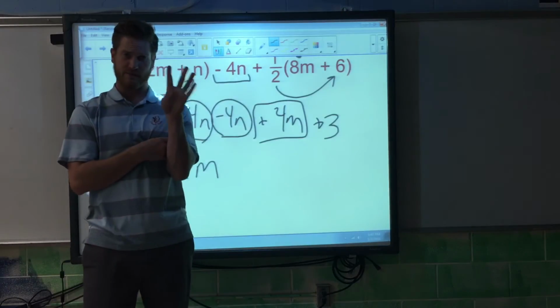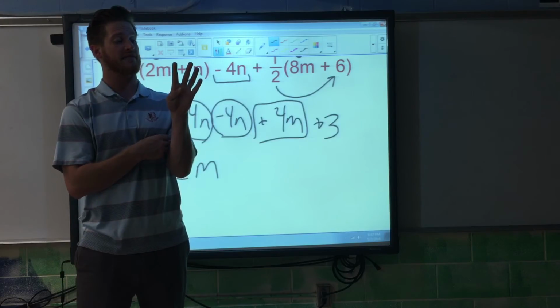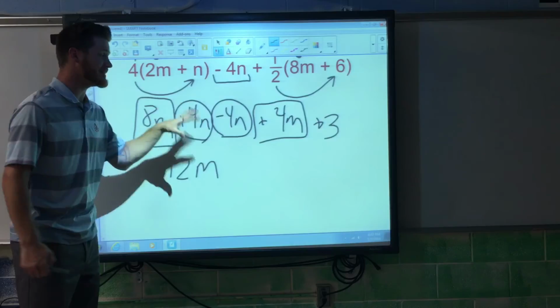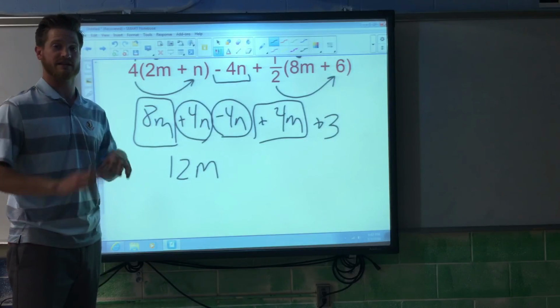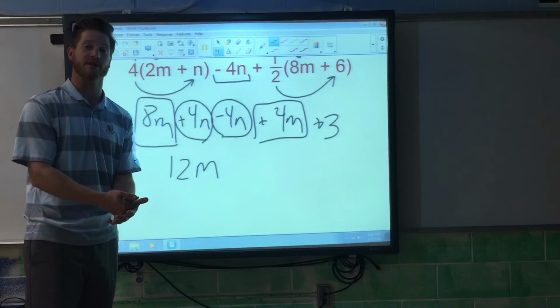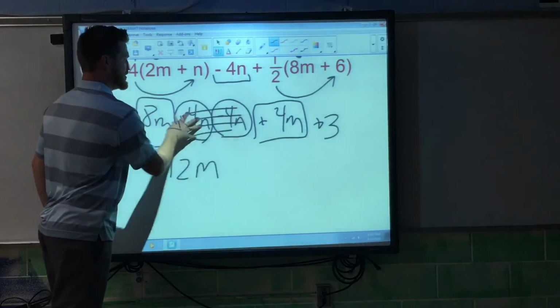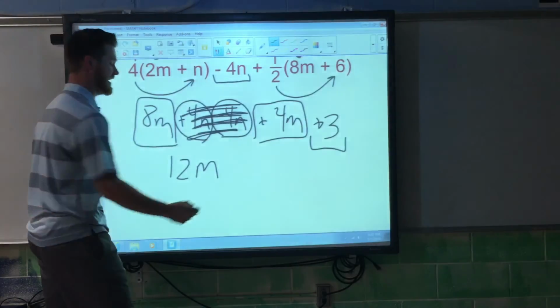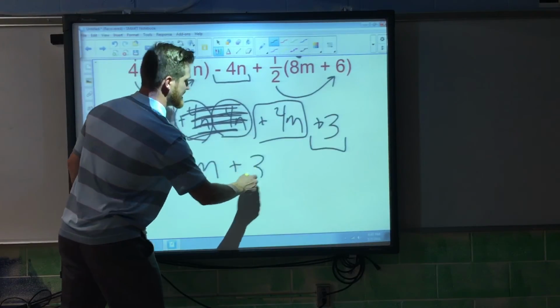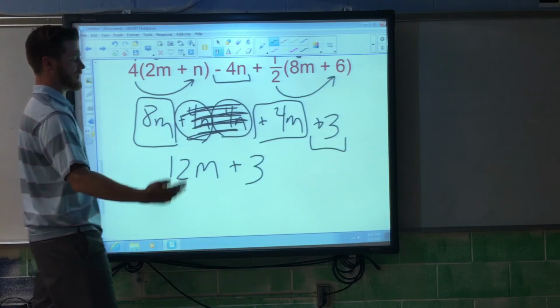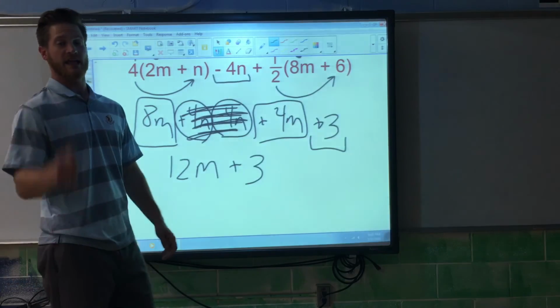If you have positive 4n's and negative 4n's, they all cancel out, which leaves me with 0 n's, which means there's not going to be an n in my final answer. The variable cancels itself out. 4 minus 4 is 0. You don't need to put 0 in. So no more n's, and then we just have a 3 that is by itself. Go ahead and drop it down. Your final answer is 12m plus 3, or 3 plus 12m.